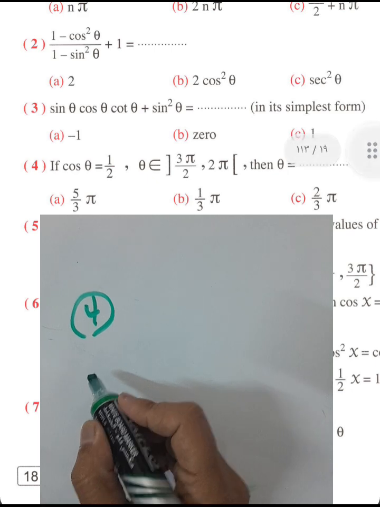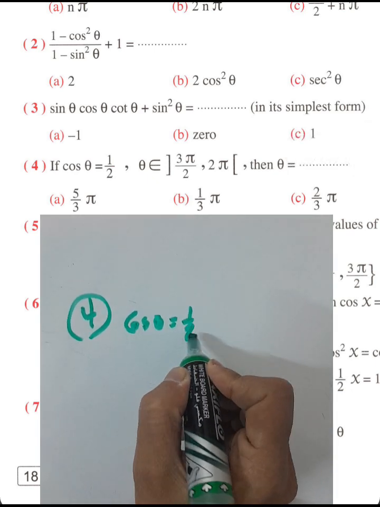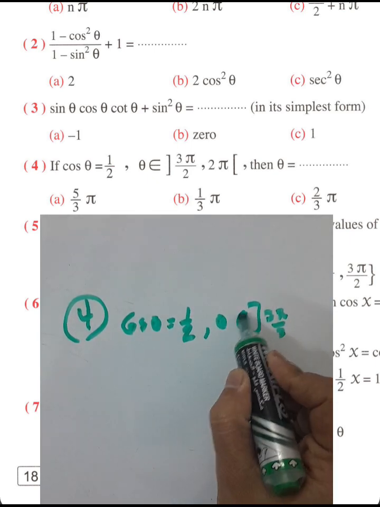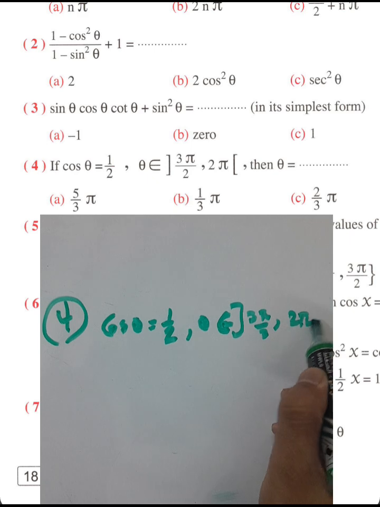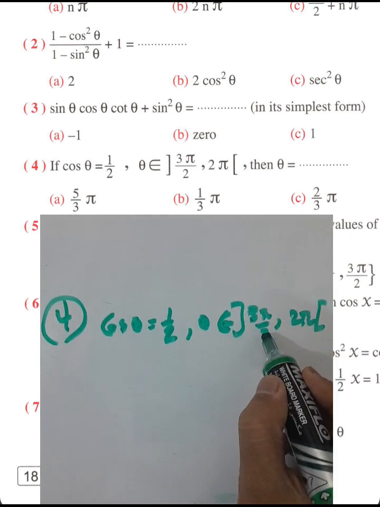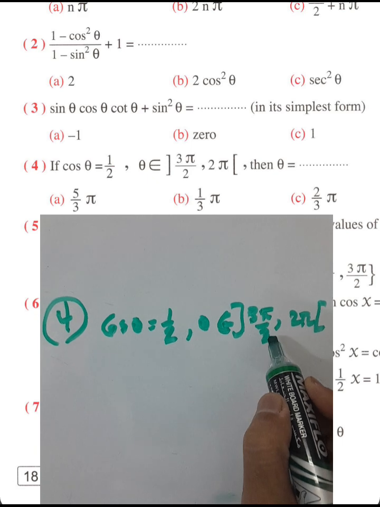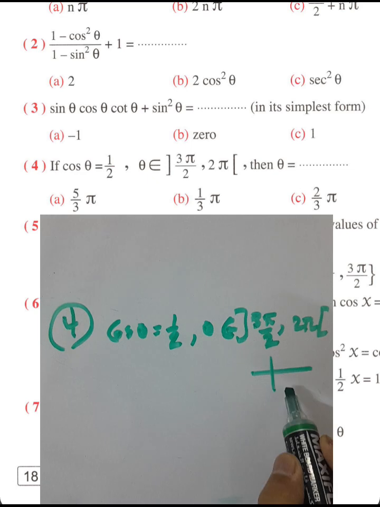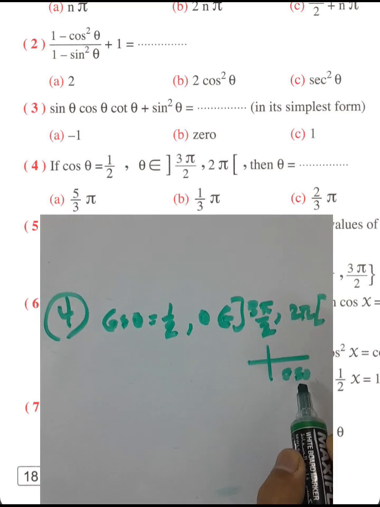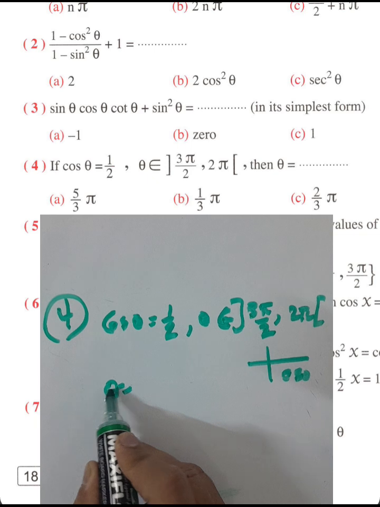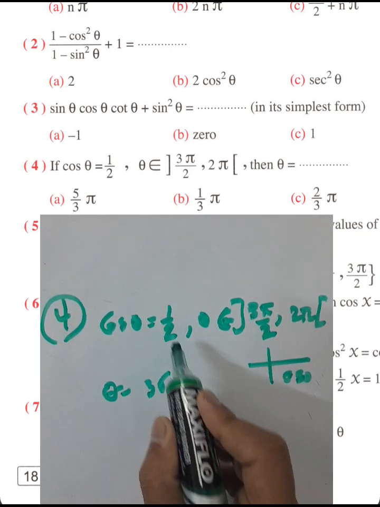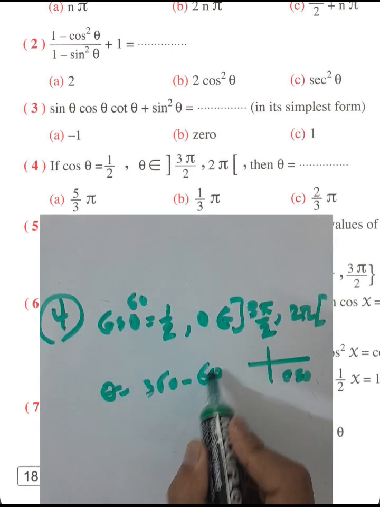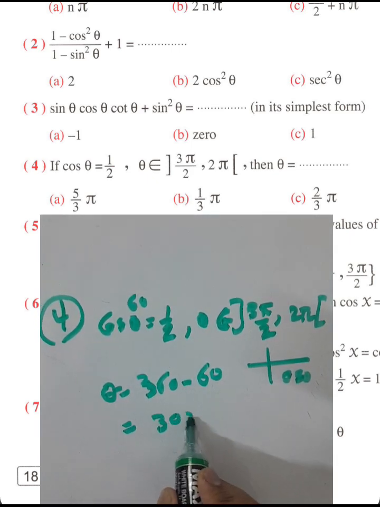Question number 4: if cosine theta equals half and theta belongs to the interval from 3 pi over 2 to 2 pi, which quadrant is that? It lies between 270 and 360 degrees, the fourth quadrant, and cosine there is positive. Then theta is 360 minus the reference angle. Cosine 60 equals half, so the result is 360 minus 60, which is 300 degrees.